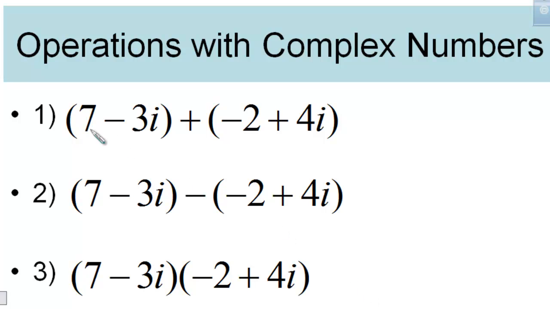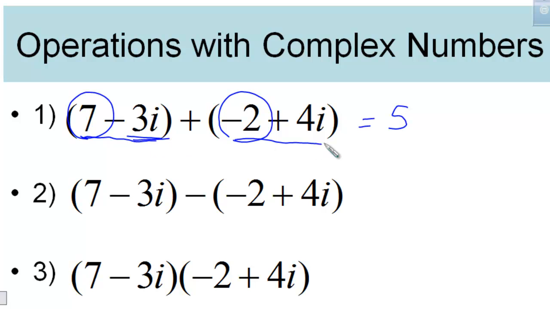So for example, when I have 7 minus 3i plus negative 2 plus 4i, when I want to combine these, I'm going to combine the two real parts. So 7 and negative 2 is going to give me 5. And then negative 3i and positive 4i, when I add them together, is going to give me positive 1i, or just i. So this answer is just going to be 5 plus i.